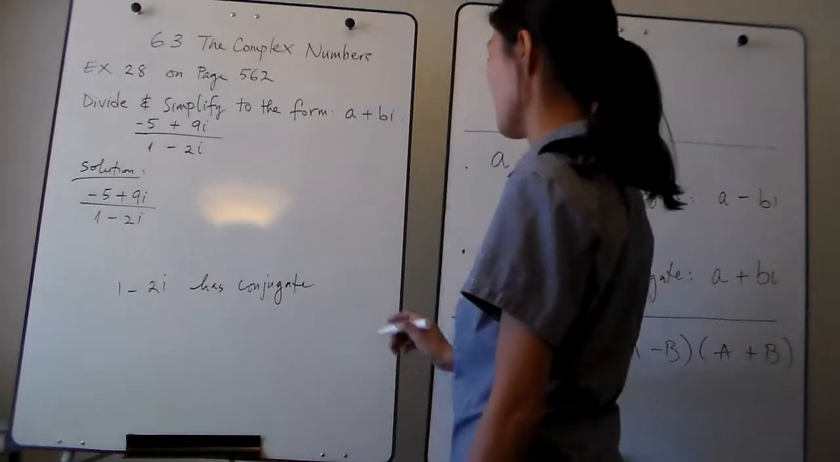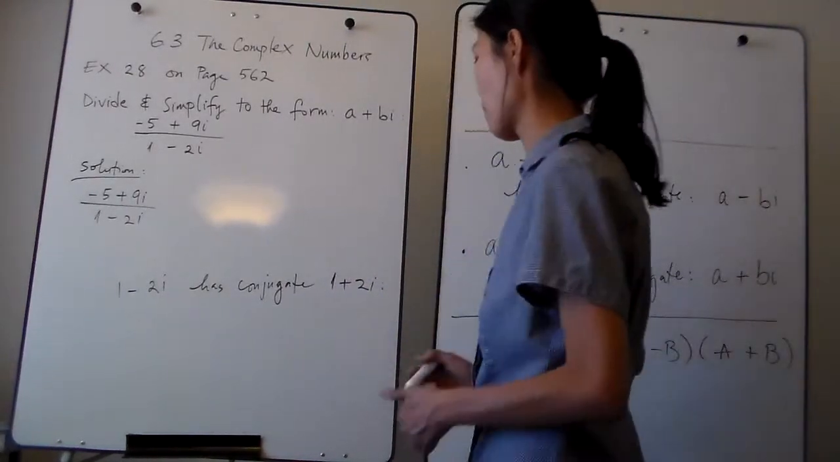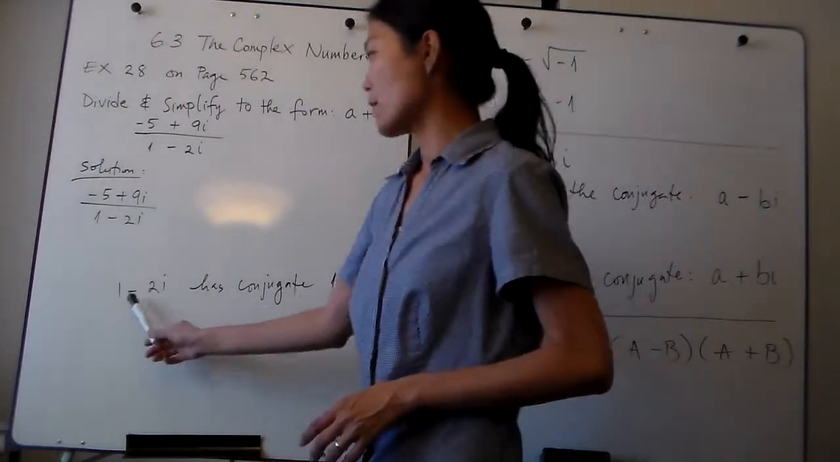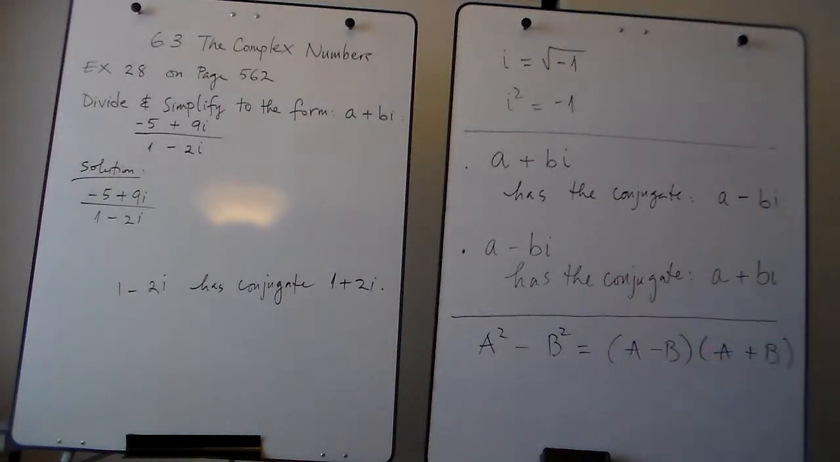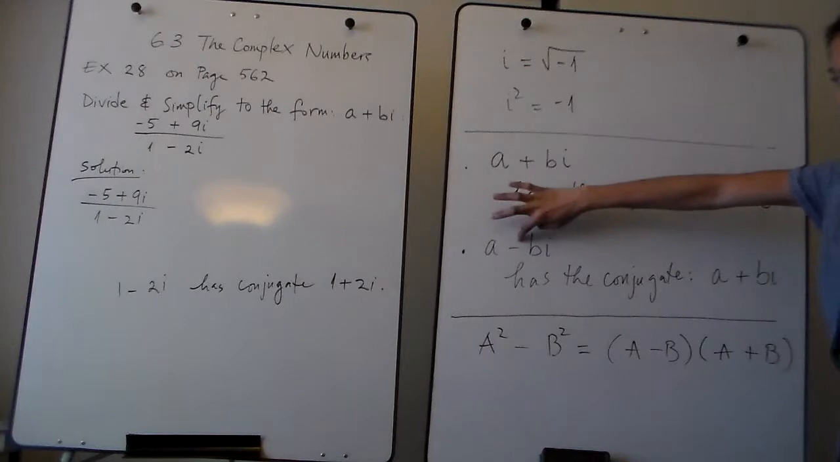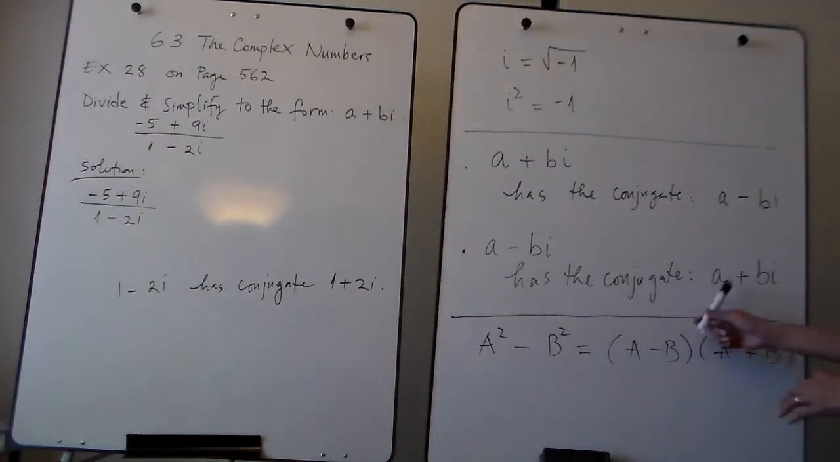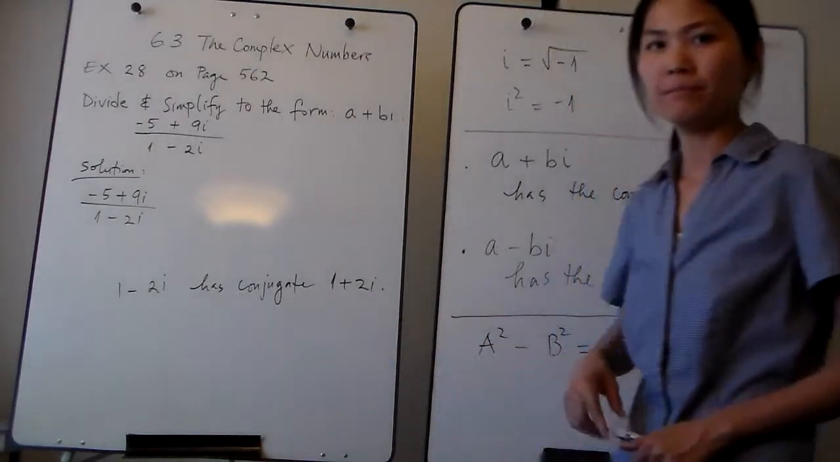Let's see, the conjugate is what? 1 plus 2i. Right? Because the denominator 1 minus 2i has conjugate 1 plus 2i. 1 minus 2i is in the form a minus bi, where the term bi is negative, and we have negative right here. So the conjugate is a plus bi. That's why we have 1 plus 2i.